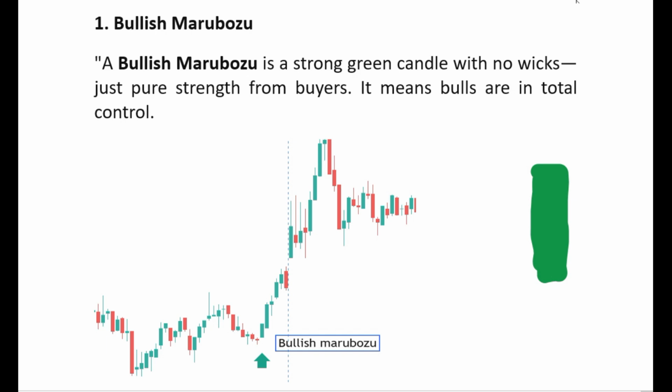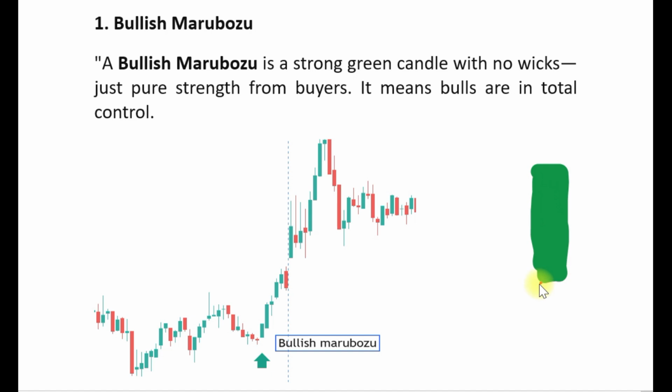Okay, let's begin with Bullish Marubozu. It is a single candlestick pattern. It is a strong green candle with no wicks. Here it's a fully green candle with no wicks. It indicates buying pressure. Buyers are taking control and the price is moving upside.